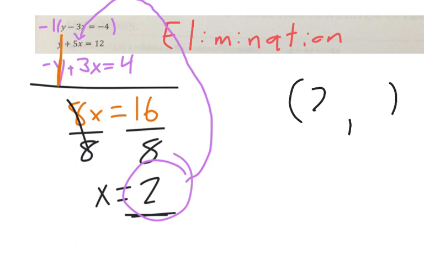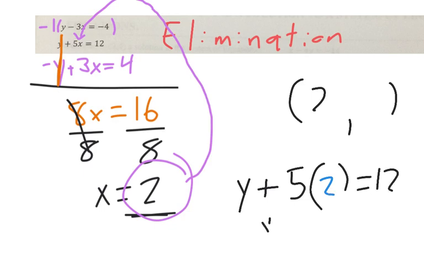So that would be y plus 5 times x. I know x is 2 though, equals 12. Y plus 5 times 2 equals 12. So this would be y plus 10 equals 12, which means y equals 2 if I subtract 10 from both sides.